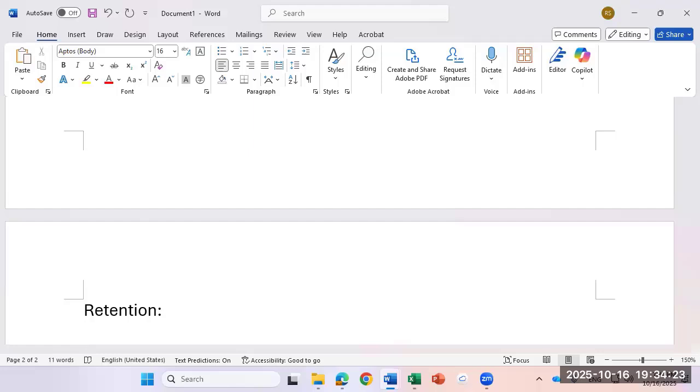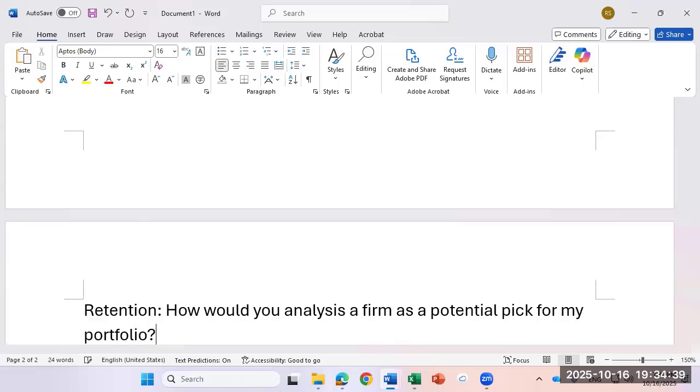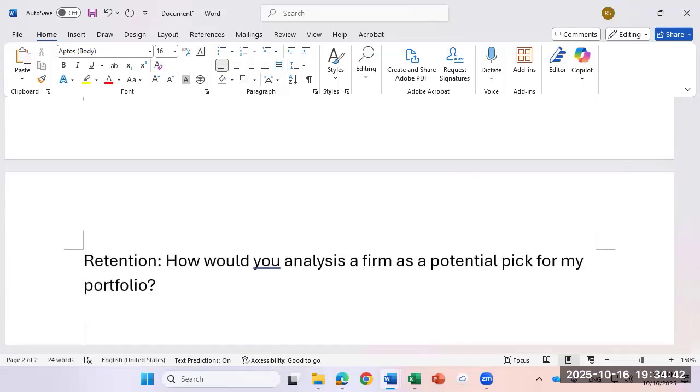What we're talking about is you're in an interview and they say, how would you analyze a firm as a potential pick for my portfolio? Or you're starting your job and they say, okay, Ryan, you're our security analyst, do the job. It's like, where's the training? There's no training. You're supposed to know it. It's like, thanks a lot. I was an accounting major that switched to finance, so I really didn't know what I was doing. So what would you do? Well, you should know this off the top of your head.